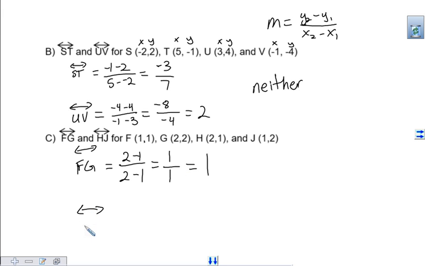And then we're looking at line HJ. So 2 minus 1 over 1 minus 2. Double check. 2 is over 1. 1 is over 2. 2 minus 1 is 1. 1 minus 2 is negative 1. That reduces to a negative 1. Now, are these slopes the same? They're not the same. Now, look back before we reduced it. Did they change sign? Yes. Are the numbers flipped? Technically, yes. So these are perpendicular.